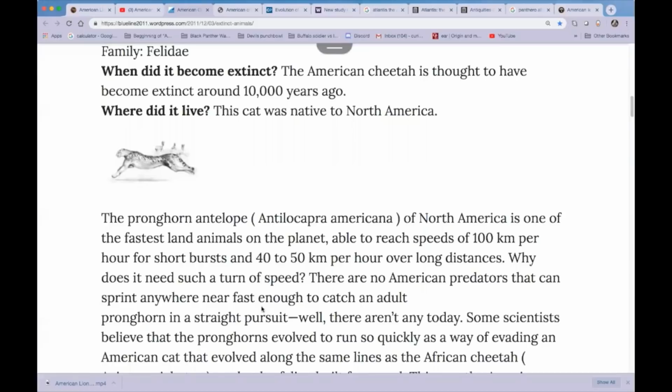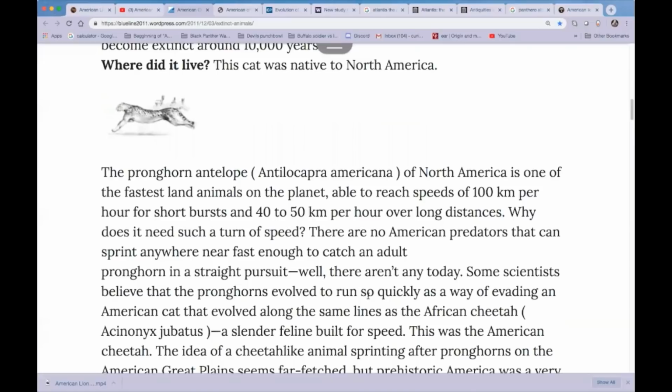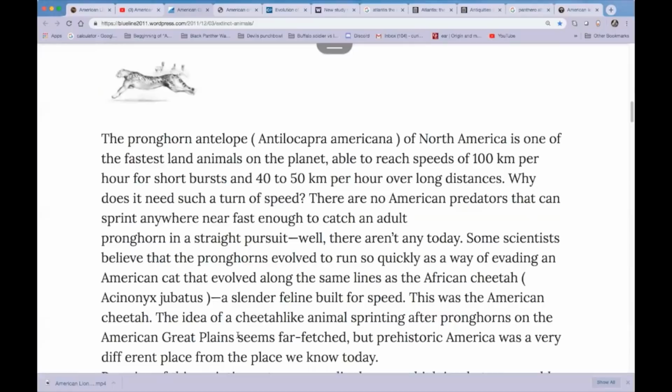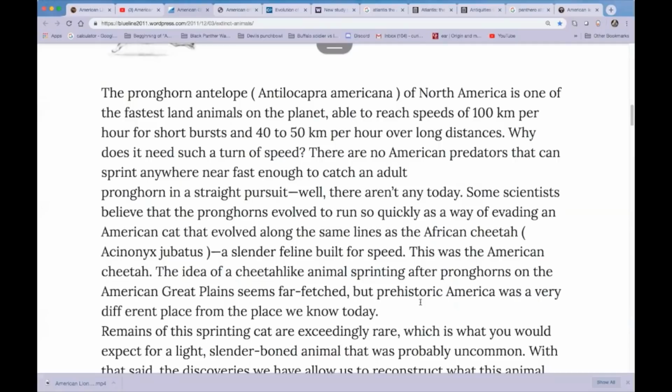Pronghorn is a straight pursuit. Well, there aren't any today. Some scientists believe that the pronghorn evolved to run so quickly as a way of evading an American cat that evolved along the same lines as the African cheetah. A slender feline built for speed, this was the American cheetah. The idea of cheetah-like animals sprinting after pronghorns on the American Great Plains seems far-fetched, but prehistoric America was a very different place from the place we know today.